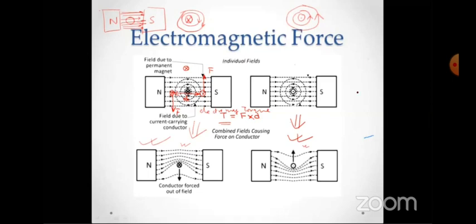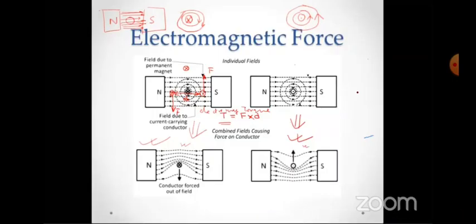Is that clear? Can you please repeat the D? Sir, what is D? D is the distance between these two conductors, the CG, center of gravity of these two conductors.